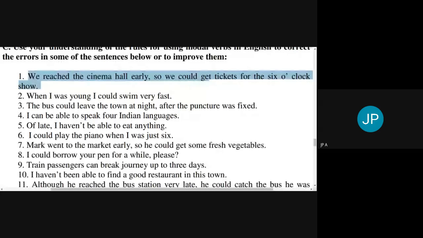Second one, when I was young, I could swim very fast. There is no mistake in this. This is a correct sentence. Could is used to indicate past ability. So here the function of could is to indicate past ability. Here it is correct. The next one, the third one, it has an error. There is a mistake. The bus could leave the town at night after the puncture was fixed. Can you find out the error?